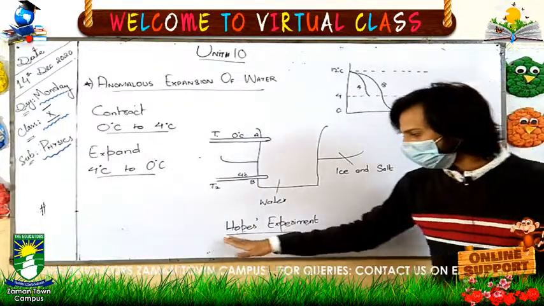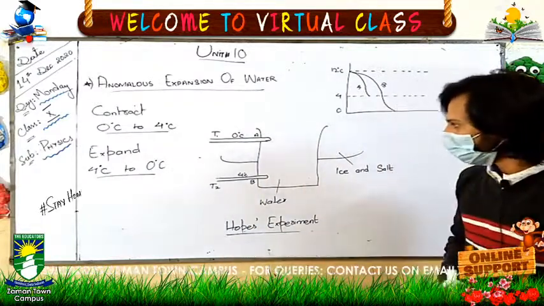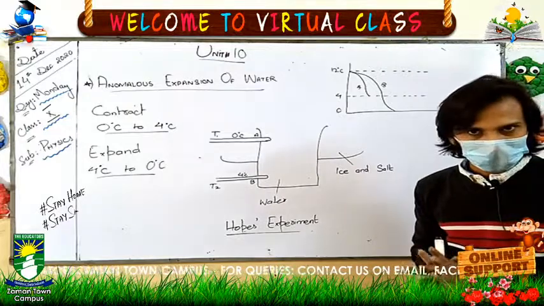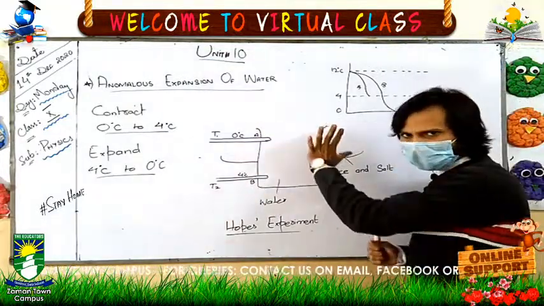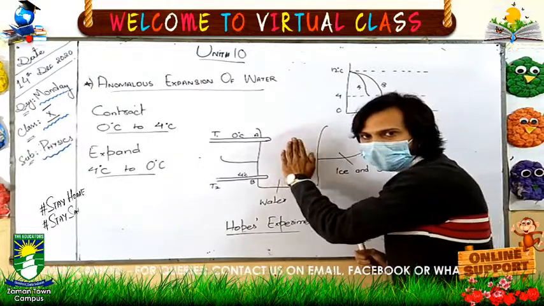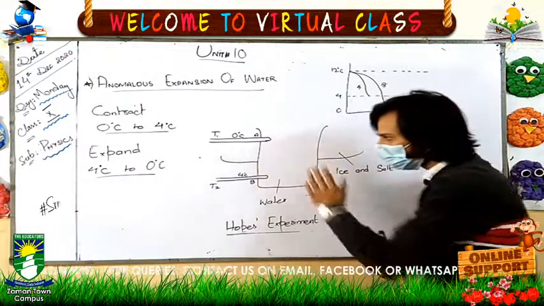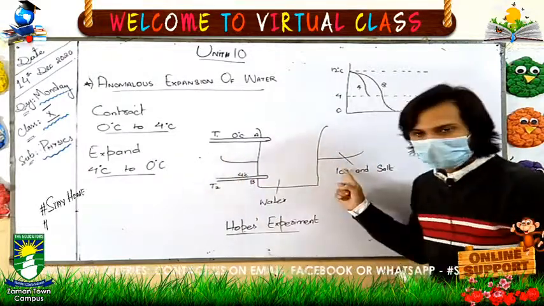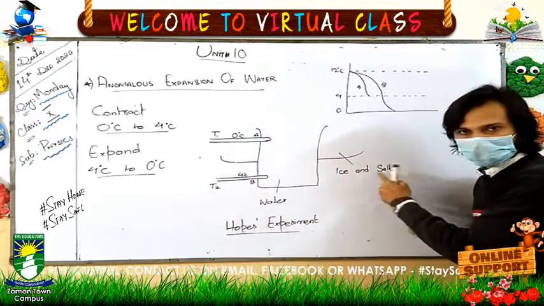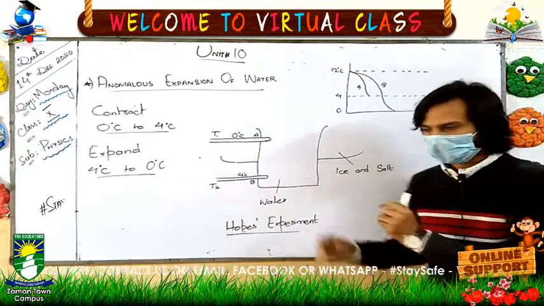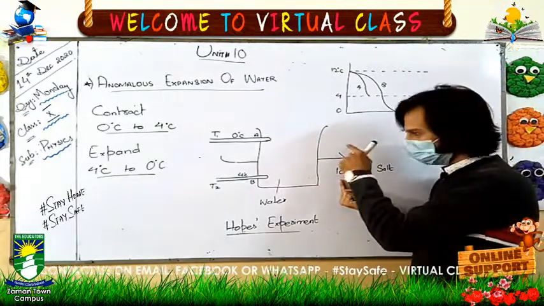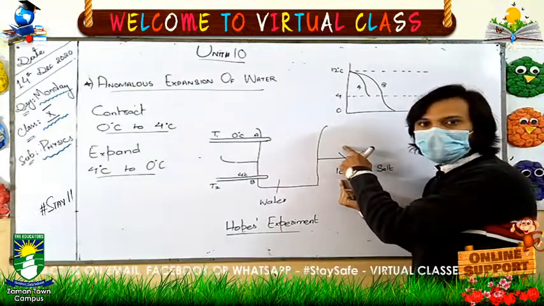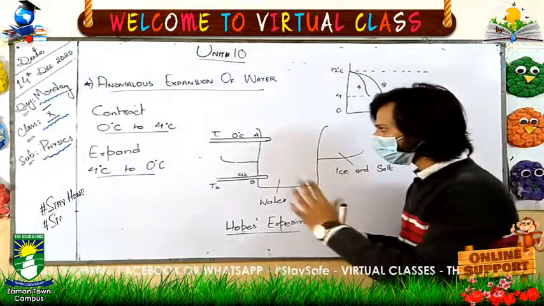This behavior can be shown by this experiment, which is known as Hope's experiment. Now look at the apparatus of the experiment. This is a container, a cylinder. This main cylinder is filled with water. And there is a trough, and this trough is filled with ice and salt, a freezing material. Ice means the minimum temperature of this area will be 0 degrees centigrade.